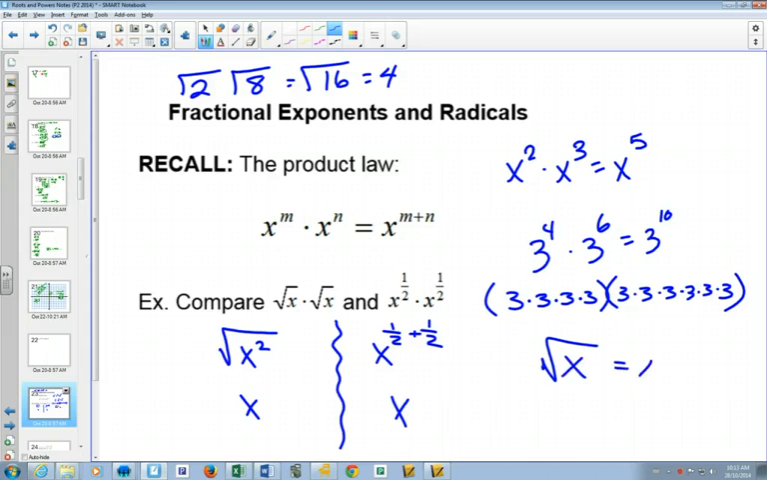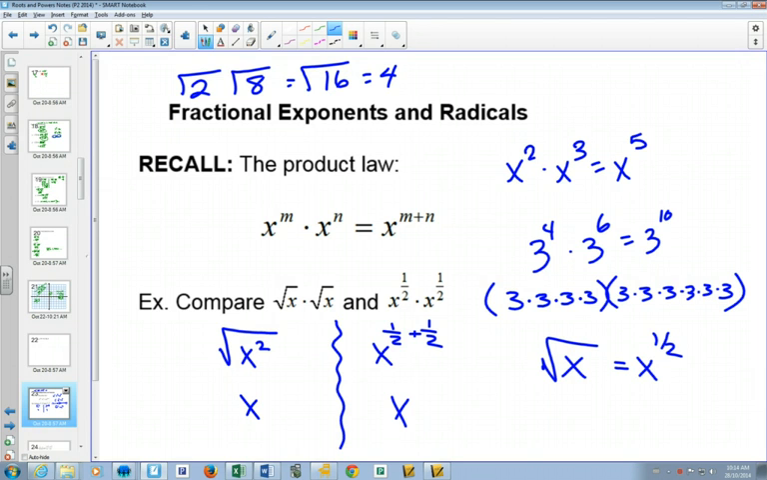Argue. Is this equal to this? Yes. And why would you say so? I mean, we did the math on the left side here, we got x. We did the math on the right side, we got x. So these two things are the same. And it looks like I have two of these and two of those. So it appears that one of them should equal the other one.